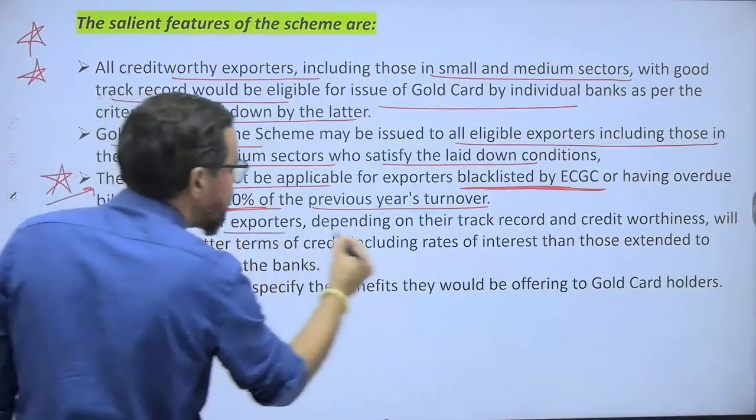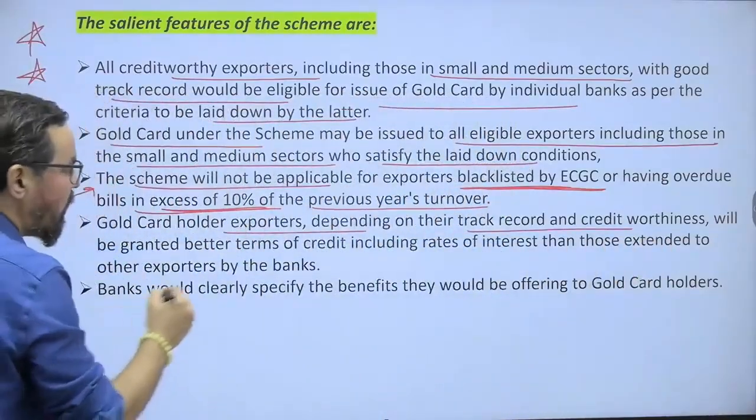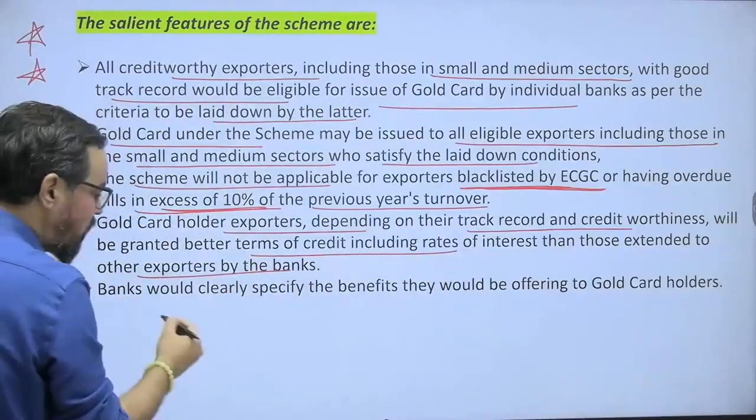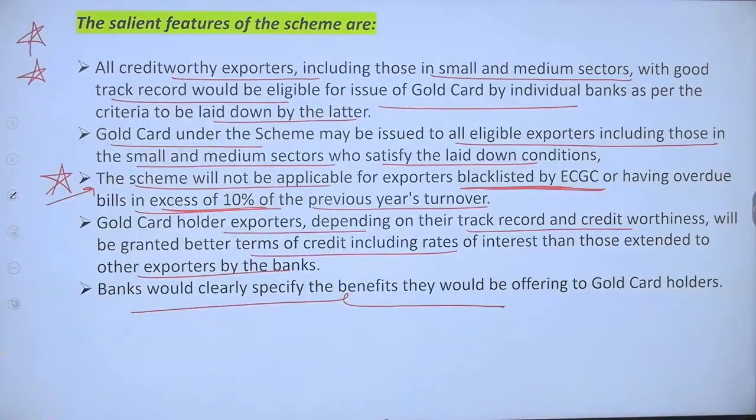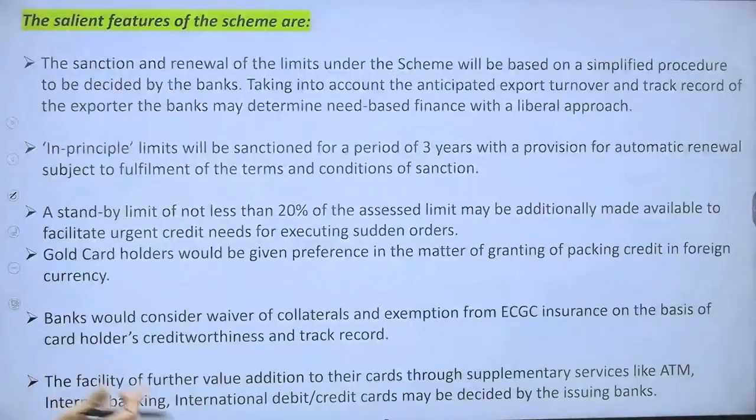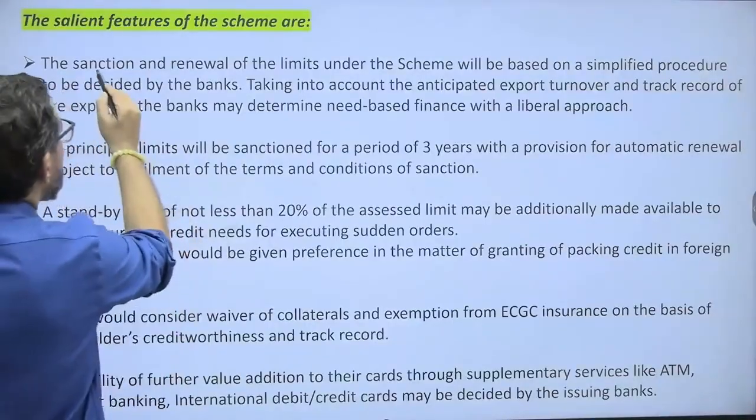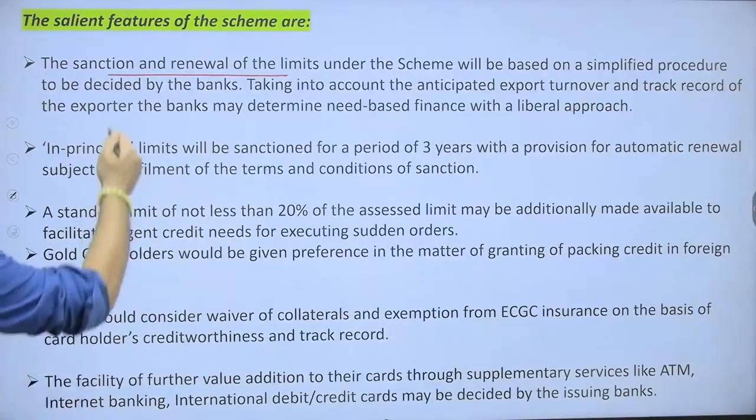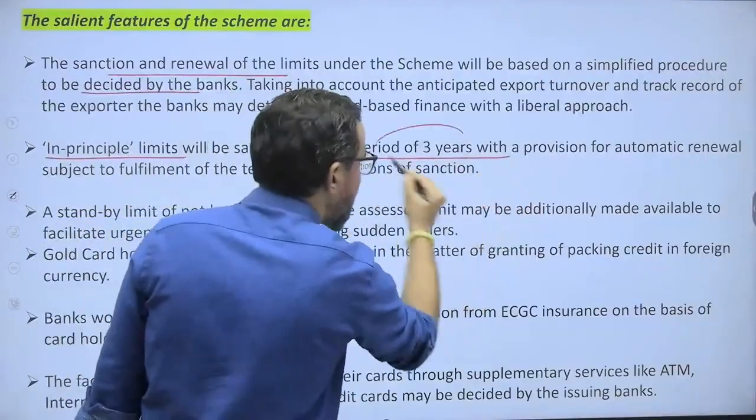Gold card holder exporters, depending on their track record and creditworthiness, will be granted better terms and conditions. Banks would clearly specify the benefits they would be offering on gold card schemes and all. ठीक है, some other आपका the sanction, this 20% वाला area, हाँ, this is the one. So the sanction and renewal of the limit under the scheme will be based on simplified procedures to be decided by the banks. In principle, limit will be sanctioned for a period of 3 years.